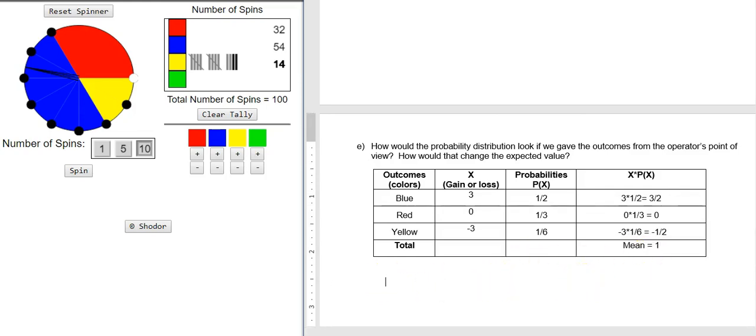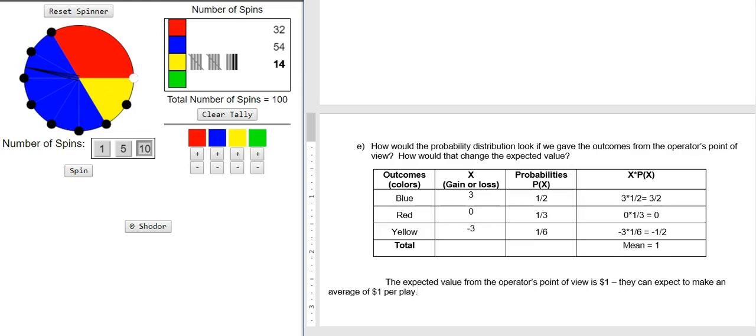So for this one, the expected value from the operator's point of view is a +$1, which means that the operator can expect to make an average of $1 per play. This is exactly how casinos and gambling games make their money.